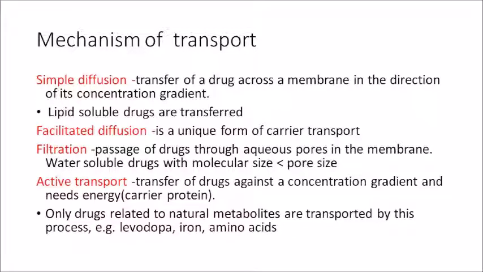Now you know the different routes of administration. After a drug is administered, it should be transported in our body. So you have to learn the mechanisms of transport. One is simple diffusion. Simple diffusion is the transfer of a drug across a membrane in the direction of its concentration gradient, high concentration to low concentration. Our cell membrane has a lipid bilayer, therefore lipid soluble drugs are transferred like this.